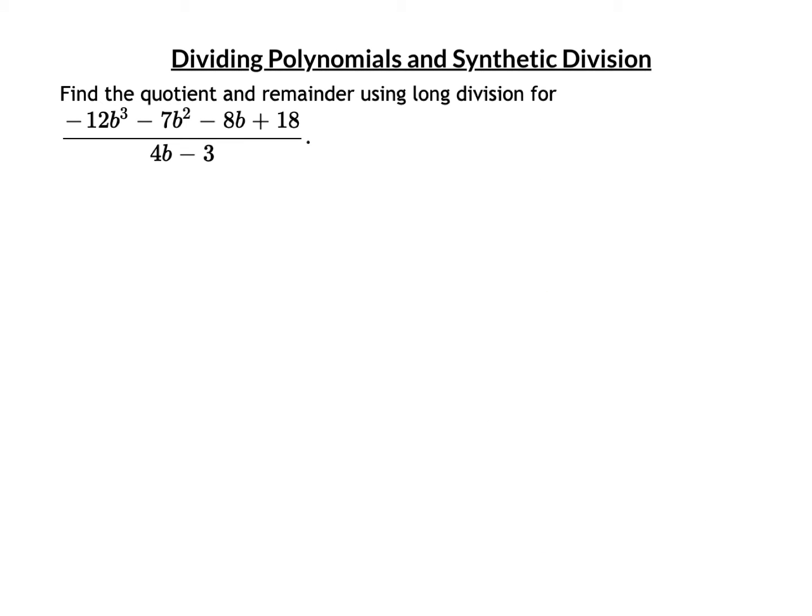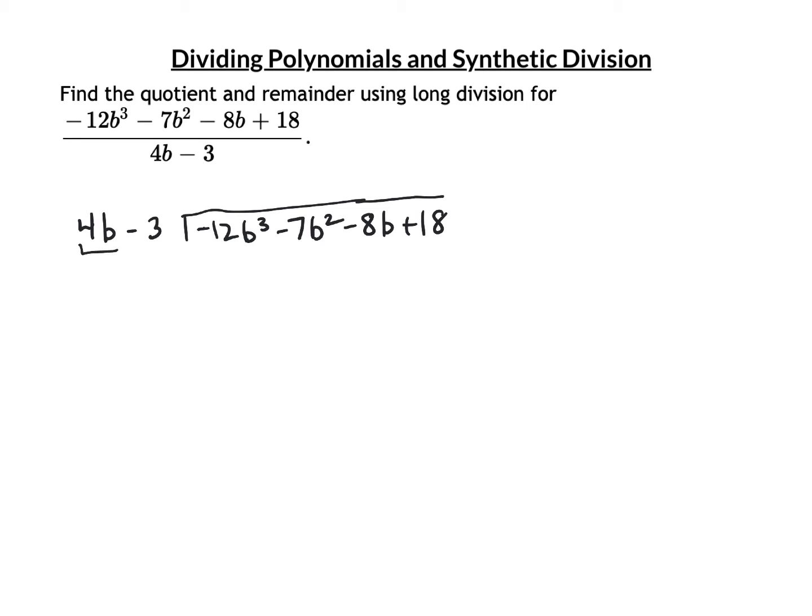One more example, and we'll throw in some negatives. So we take the denominator into the numerator. That is 4b minus 3 into negative 12b cubed minus 7b squared minus 8b plus 18. Wanted to throw some negatives in so you can see how that worked. We ask ourselves, what do we multiply 4b by to make negative 12b cubed? Well, that would be negative 3b squared.